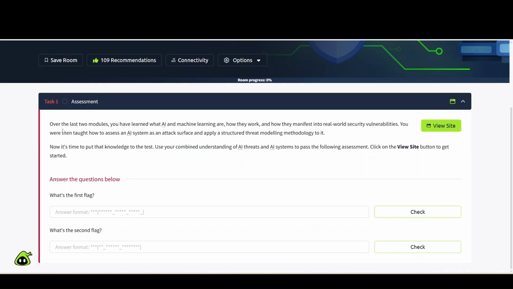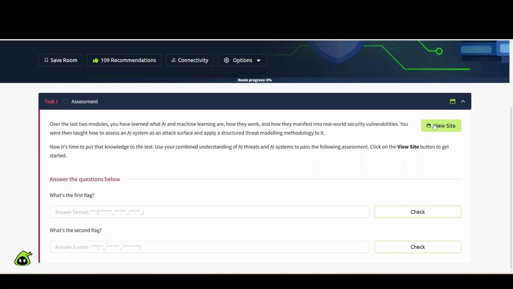Task number 1, assessment. Over the last 2 modules, you have learned what AI and machine learning are, how they work, and how they manifest into real-world security vulnerabilities. You were then taught how to assess an AI system as an attack surface and apply a structured threat modeling methodology to it. Now it's time to put that knowledge to the test. Use your combined understanding of AI threats and AI systems to pass the following assessment. Click on the View Site button to get started.